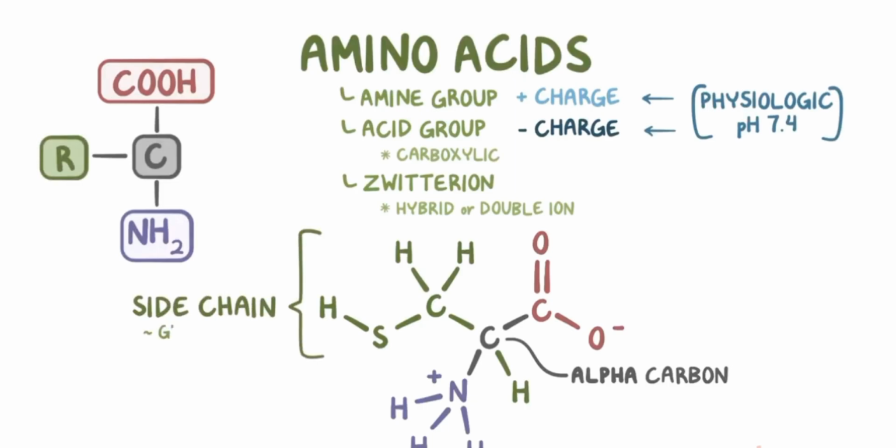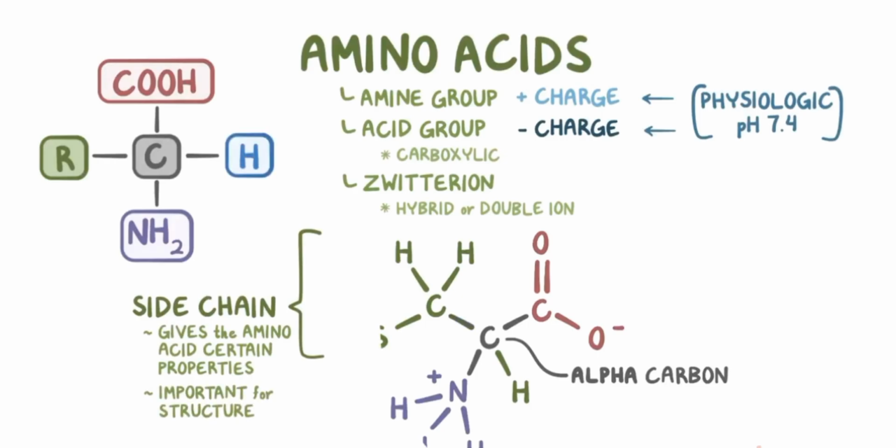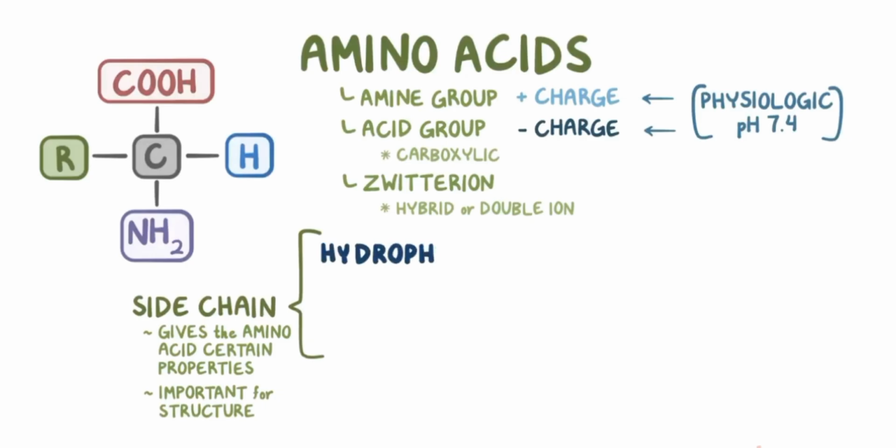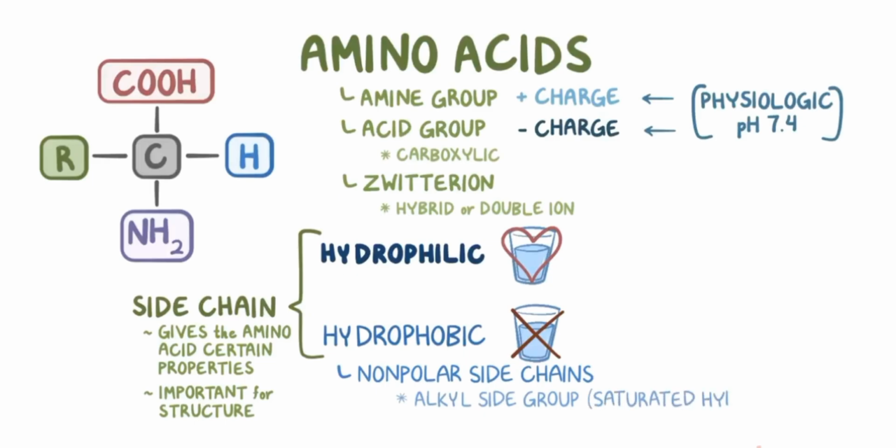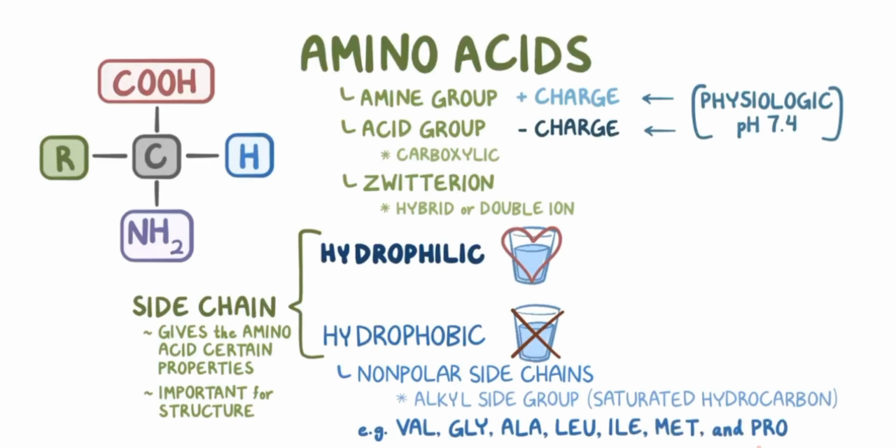And this side chain gives the amino acids certain properties, which can play an important role in the overall protein structure. First, the side chain can be hydrophilic or hydrophobic, so water-loving or water-hating. Hydrophobic amino acids have non-polar side chains. This might be in the form of an alkyl side group, which is a saturated hydrocarbon, seen in valine, glycine, alanine, leucine, isoleucine, methionine, and proline.